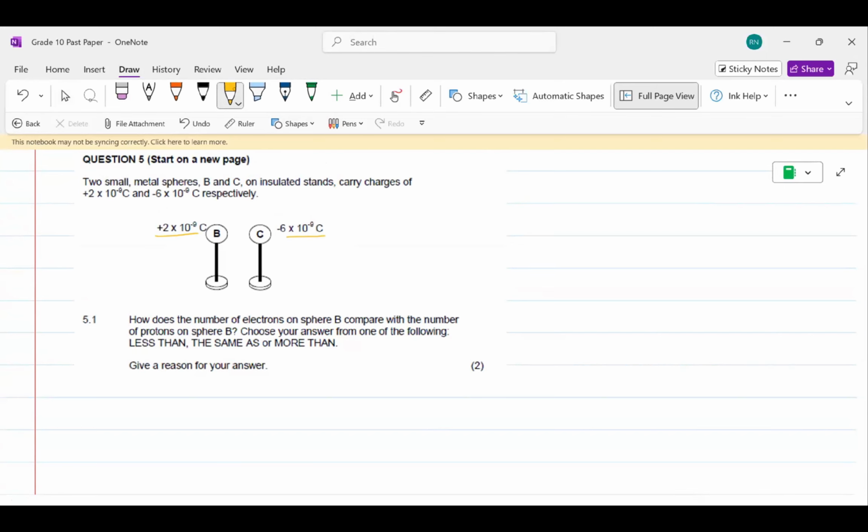And so we said when we have something that has a negative charge, it means that it has an excess of, oh no, I'm giving it away. Sorry. So 5.1 says, how does the number of electrons on sphere B compare to the number of protons on sphere B?